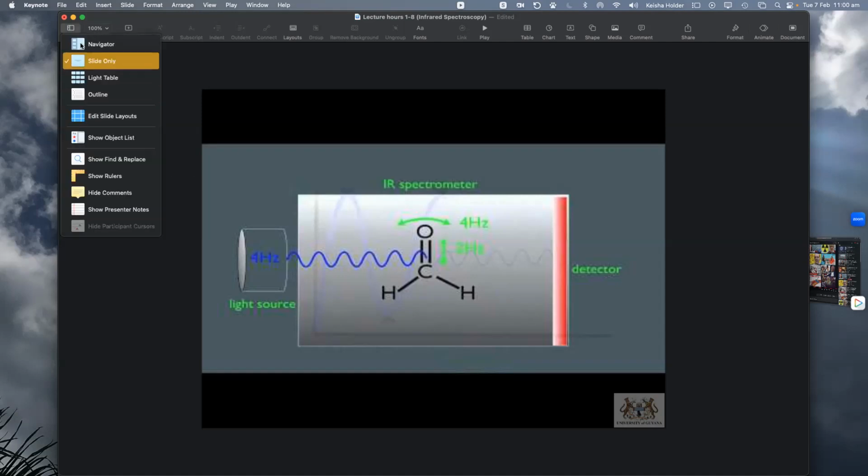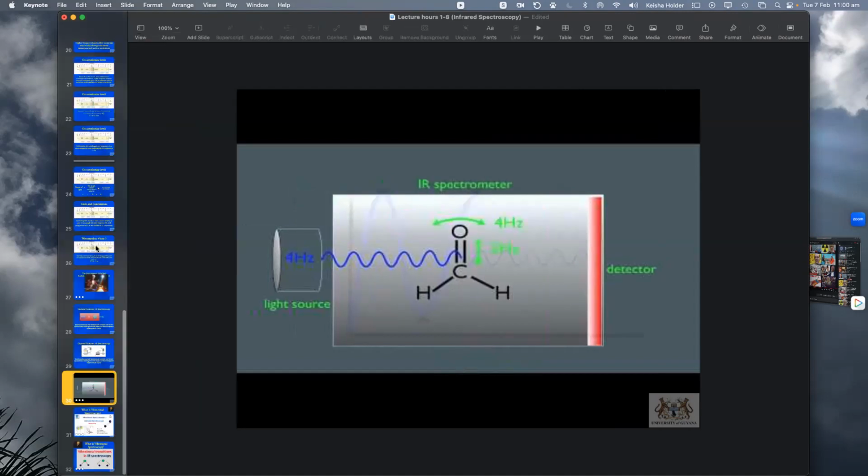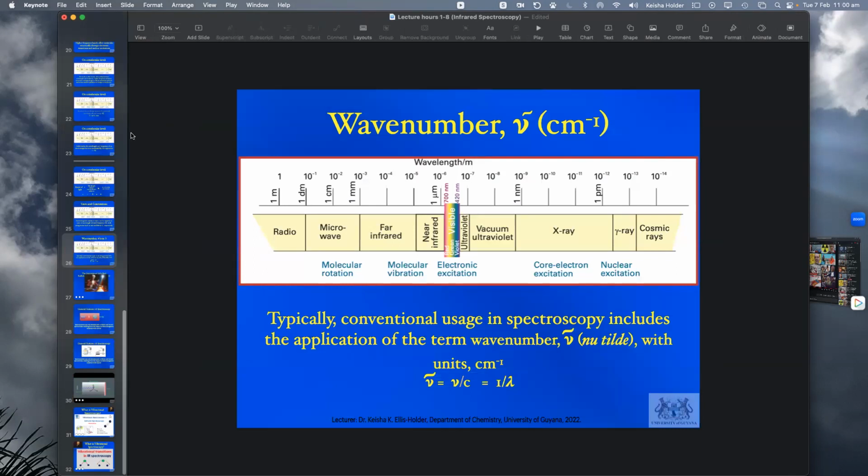If I go back to this slide and we look at this spectrum, we'll see that we have various forms of radiation: radio, micro, far infrared, near infrared, and so on. Every time the radiation comes in contact with the sample or the molecule, the response will be different. In the case of microwave radiation, the response is rotational. In the case of infrared interaction, the response is vibrational. In the case of light, it's electronic excitation. But irrespective of what the radiation is, there is going to be an absorption.